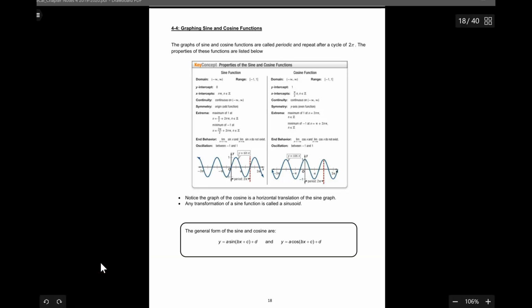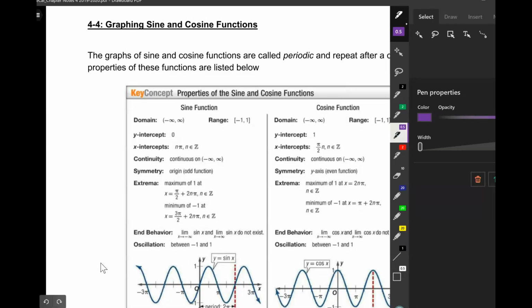Hi. Yay! 4.4, part 1. So this should have been done already in class, but it's a little review to go over anyway.